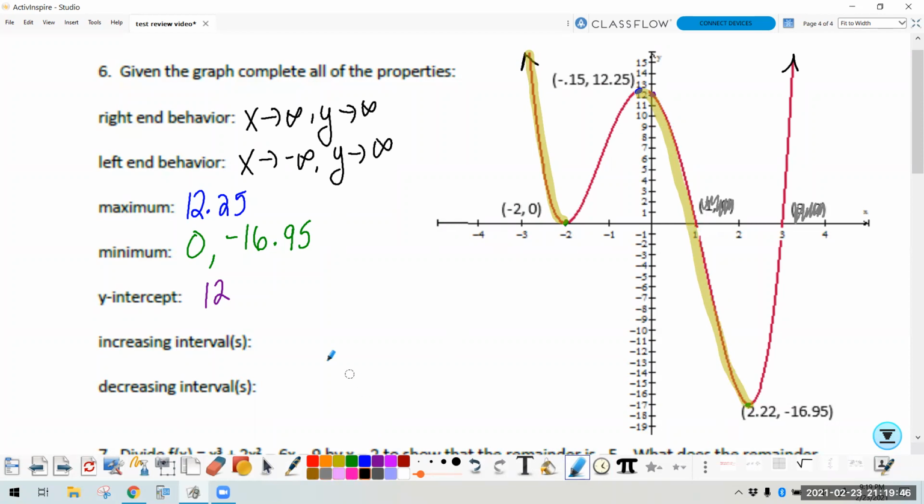So the way we write that decreasing interval, this piece is every x less than negative 2, because here's negative 2 and smaller. You can use this arrow to help you. And then this part is every x between negative 0.15 and 2.22.